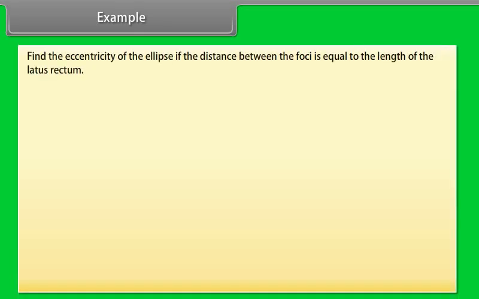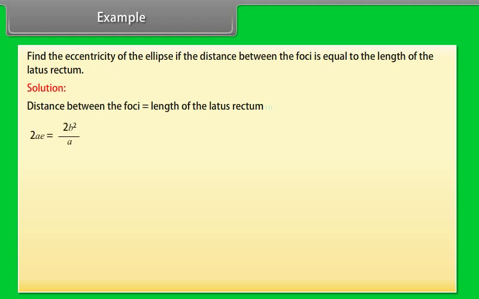Example: find the eccentricity of the ellipse if the distance between the foci is equal to the length of the latus rectum. Solution: distance between the foci is equal to length of the latus rectum. 2ae = 2b²/a, or ae = a²(1 − e²)/a, or e = 1 − e², or e² + e − 1 = 0.